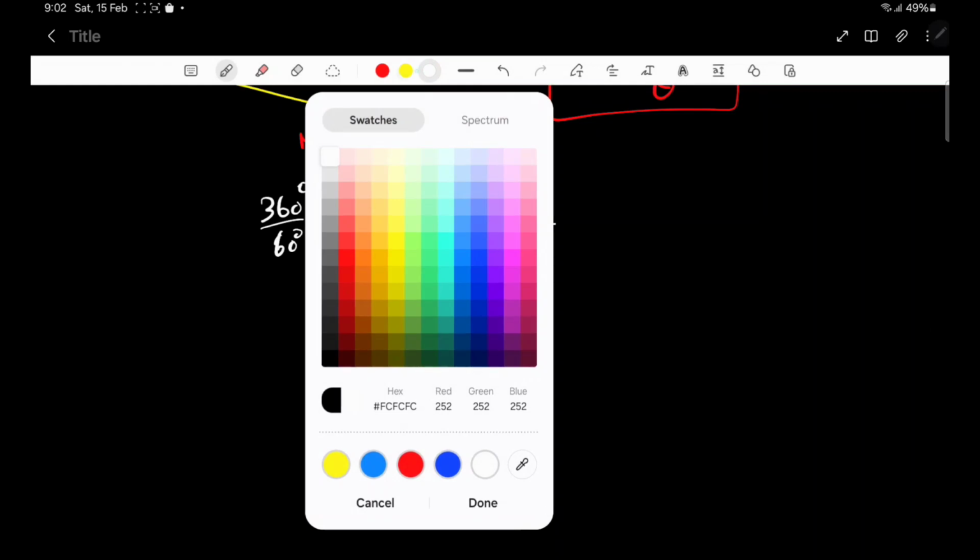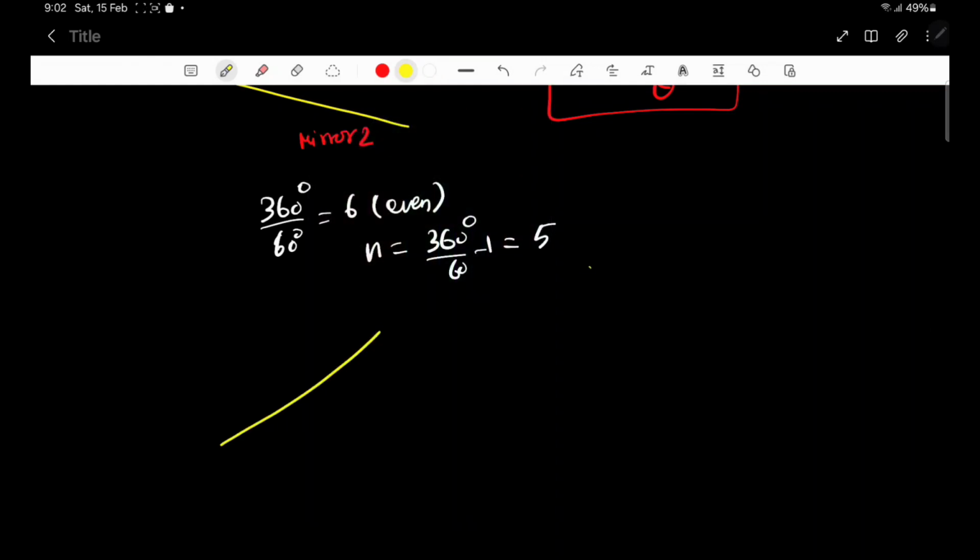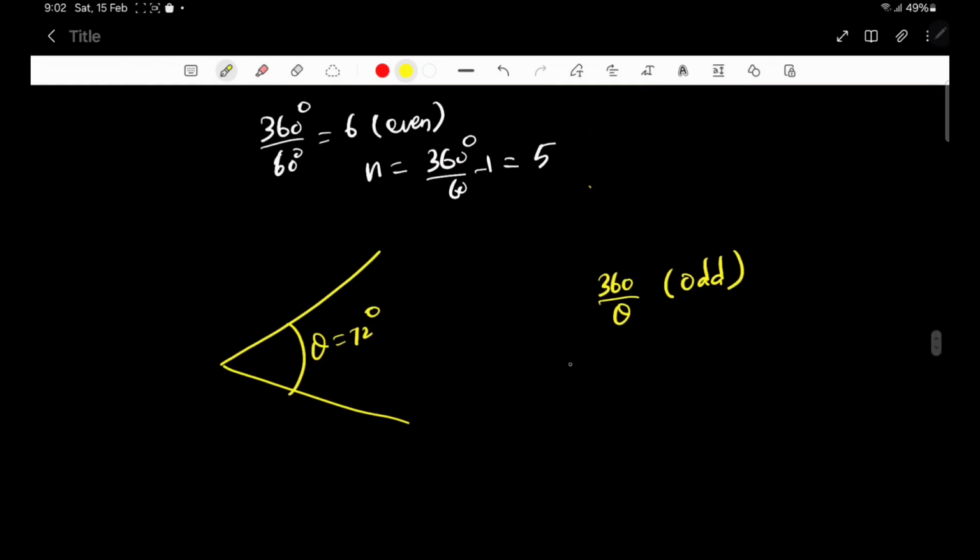But what will be the case if the 360 by theta value is odd? Imagine if theta is 72 now. If you try to calculate 360 by theta, obviously that value is going to be an odd number. If the 360 by theta value is odd, then you have to look for the symmetry conditions.